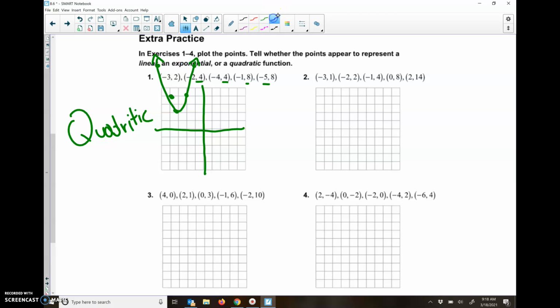All right, let's look at number 2. So I have -3, 1, -2, 2, -1, 4, 0, 8, and 2, 14. So it goes way off the graph. My 0, 8 is probably a little off there, but we can kind of see there is a curving pattern here. So this one would be exponential.